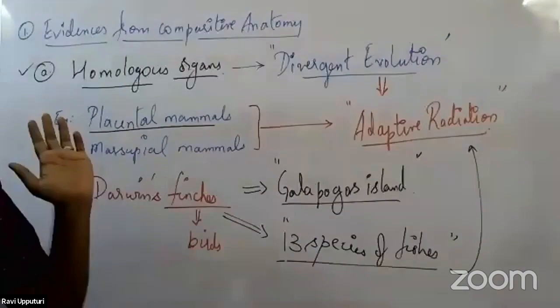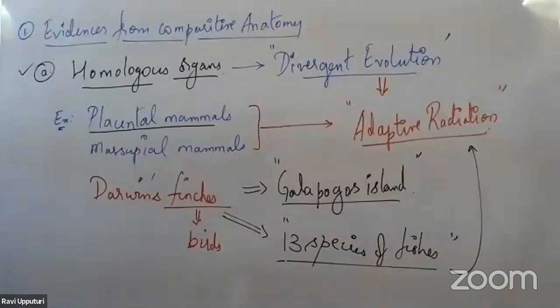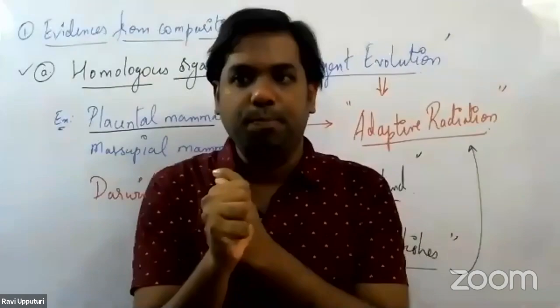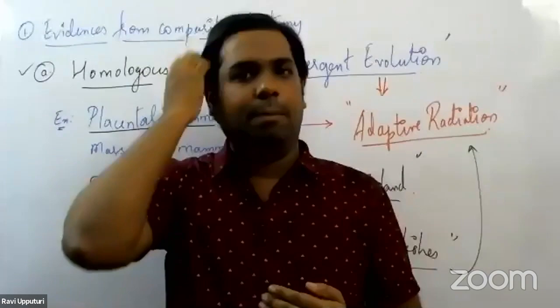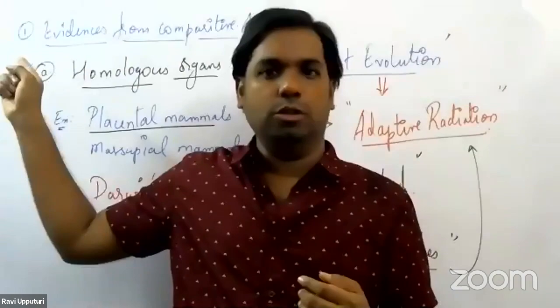So we have been talking about the first type of organs with regards to the evidences from comparative anatomy, which is called the homologous organs, right? So what are homologous organs? Organs having similar structure and similar origin but performing different functions, we start calling homologous organs, right? We took up a couple of examples also, one example with regards to plants and one with regards to animals. So homologous organs would lead to divergent evolution.